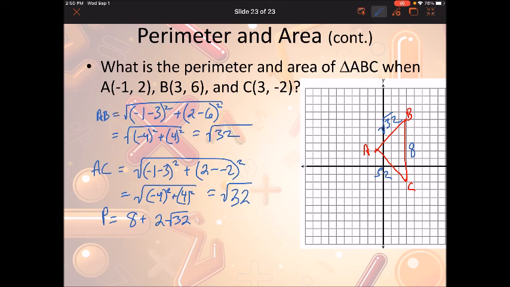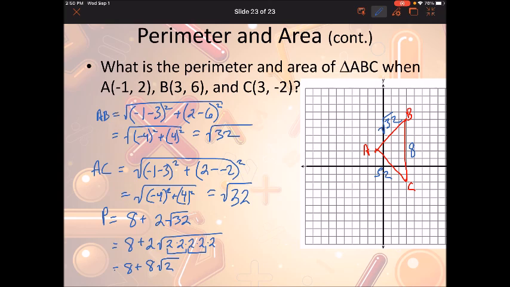Now the square root of 32 does simplify. If we prime factor, we get 2 and 16, which is 2 and 8, which is 2 and 4, which is 2 and 2. So we bring out a group of 2's here, another group of 2's. So that gives me 8 plus 8 square root of 2.